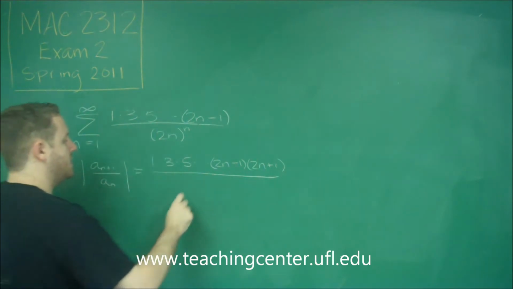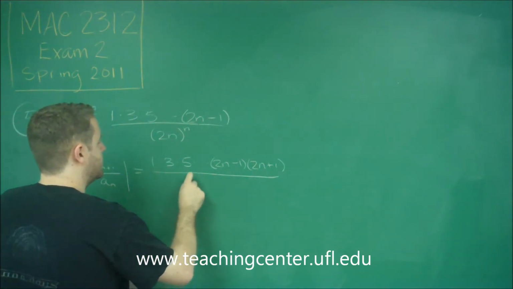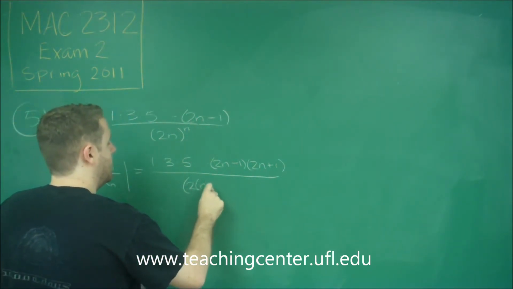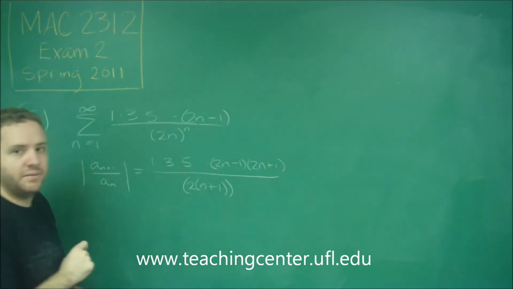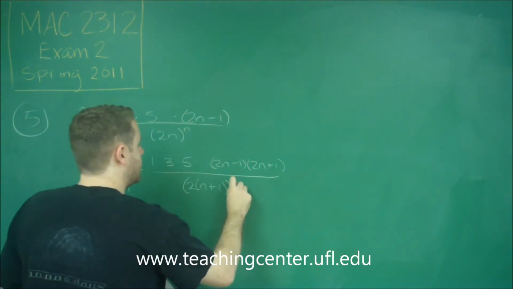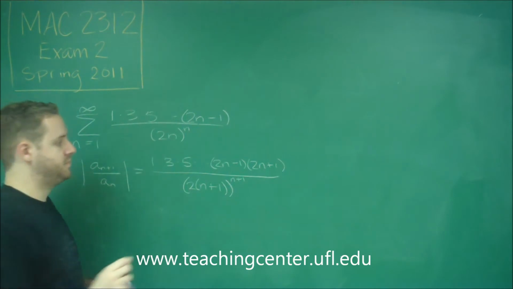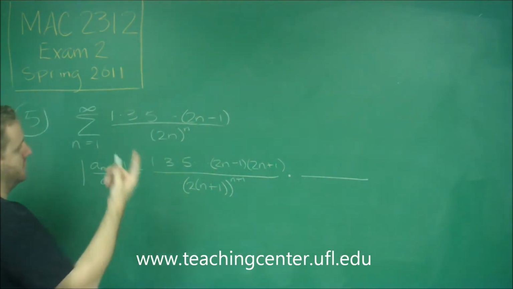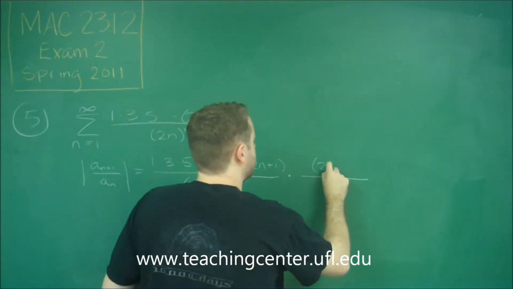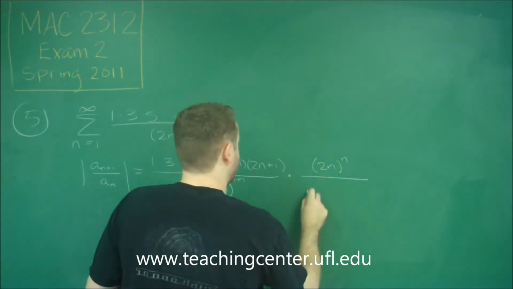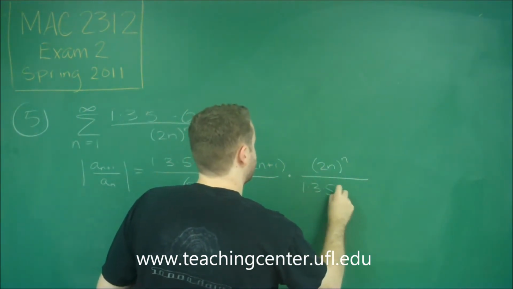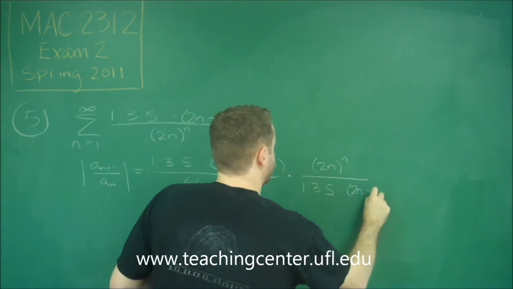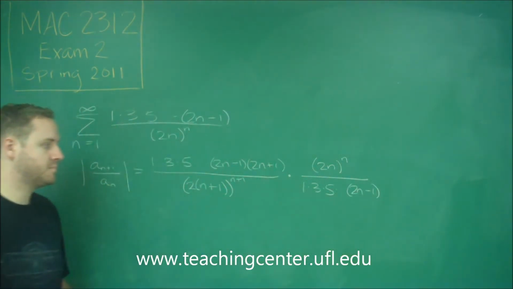And when we plug n plus 1 in here, it's very important that you do this correctly. You have 2 times n plus 1 instead of n, and now it's raised to the n plus 1 power also. Alright, so we're multiplying that by the reciprocal of our original series. So we have 2n to the n, and we have the product that stops at 2n minus 1.